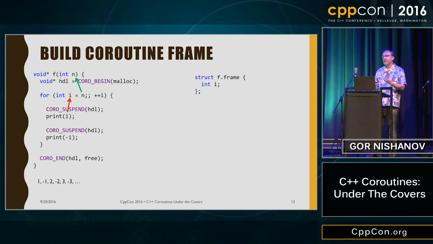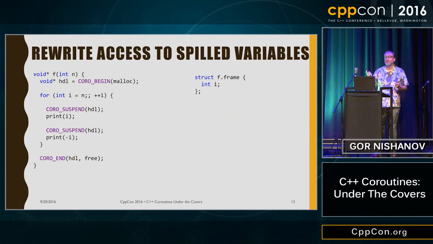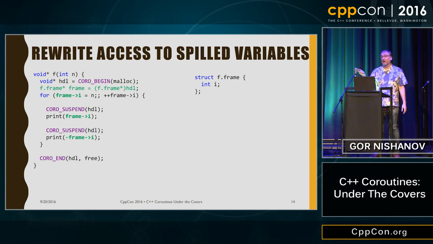So once we build the coroutine frame, we will rewrite the function so that whenever you used to access a variable which has to go into the coroutine frame, we will be doing that from the struct. And that Coro begin, which gives us the coroutine frame allocated by malloc, possibly, we cast it to this struct. And then all of the access is done via getting the field from that struct.